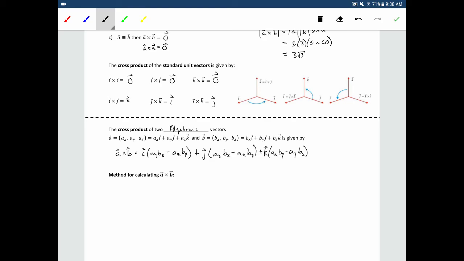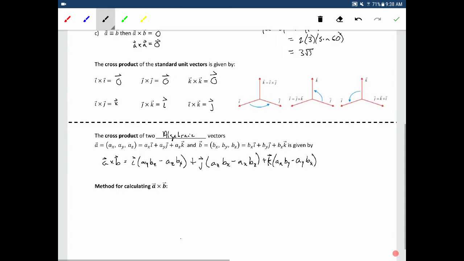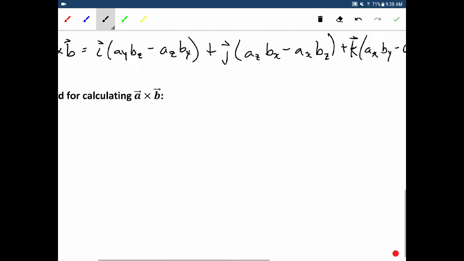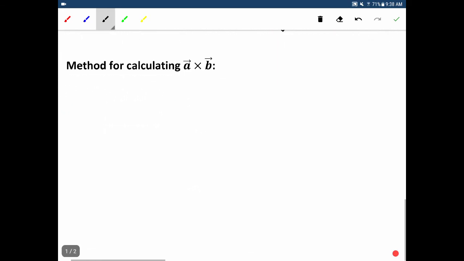Okay, so another way to do it. Okay, let me zoom in here. There we go. I'm at the bottom of the page. It's harder than it looks.